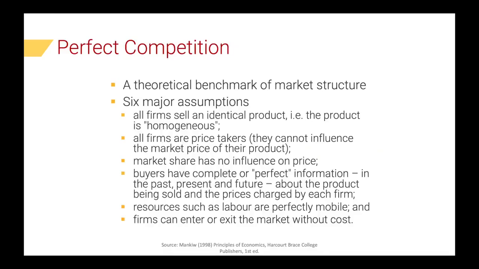So now we will talk about perfect competition. This is a theoretical benchmark of a market structure. In this benchmark, we make 6 major assumptions. 1. All firms sell an identical product, which means that they are homogeneous. 2. All firms are price takers, which means they cannot influence the market price of their product. 3. Market share has no influence on price.